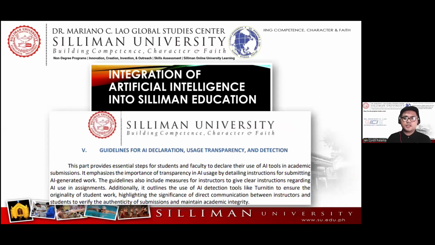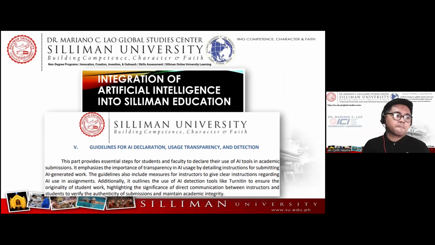And lastly, it's actually not part of what we call the objectives a while ago, but I would like to share this one to you because this is very helpful since we're talking here about do's and don'ts of artificial intelligence in the classroom. That's part four. Now part five, right? Part five of the guidelines is the guidelines for AI declaration, usage transparency, and detection. I will just focus on AI declaration.